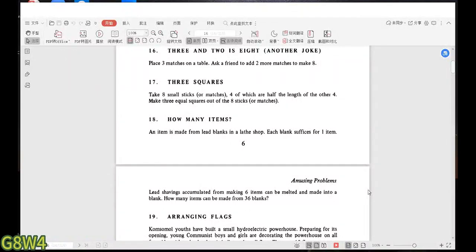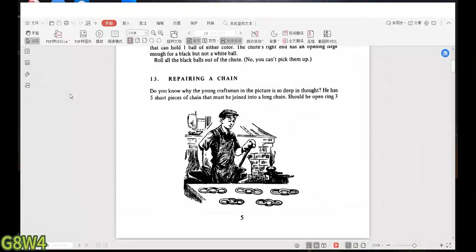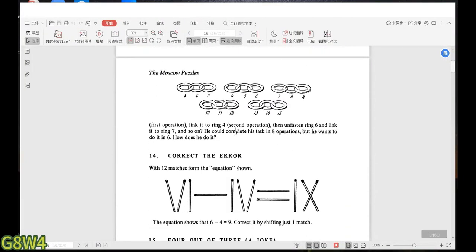All right. So remember last time that we had these very interesting questions? First off, we have number 13, repairing a chain. Just letting you guys remember what it was. He has 5 short pieces of chain that must be joined into a long chain. Should he open ring 3, link it to ring 4? So basically open this, link it, close it, and then unfasten ring 6, link 6 and 7 together, and so on.